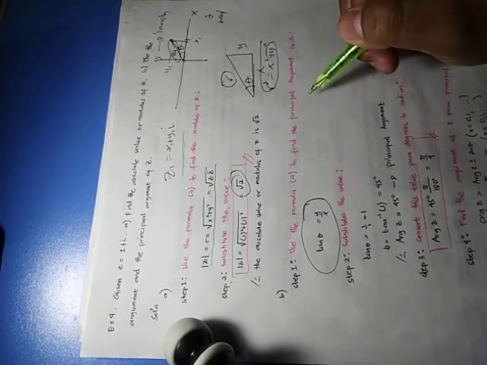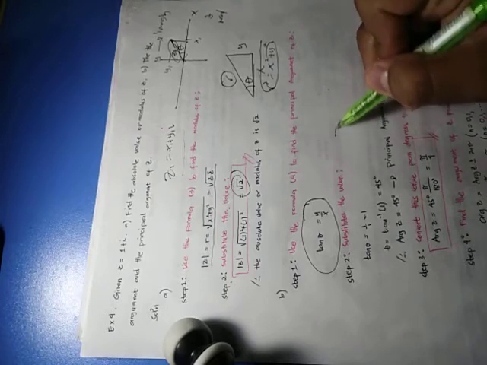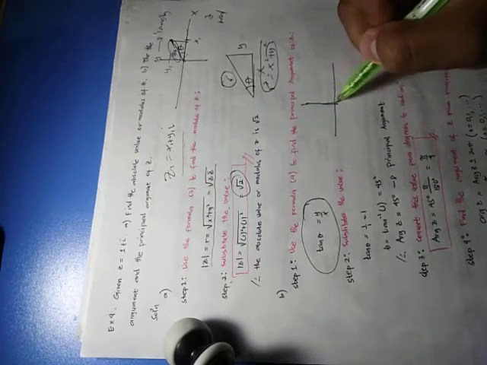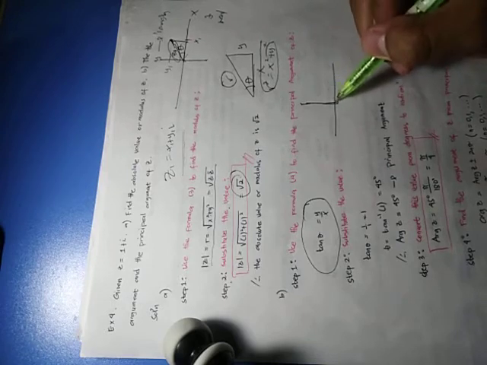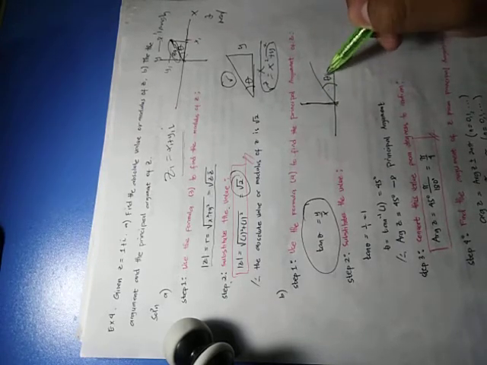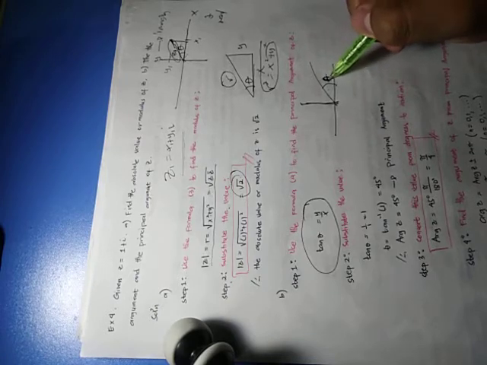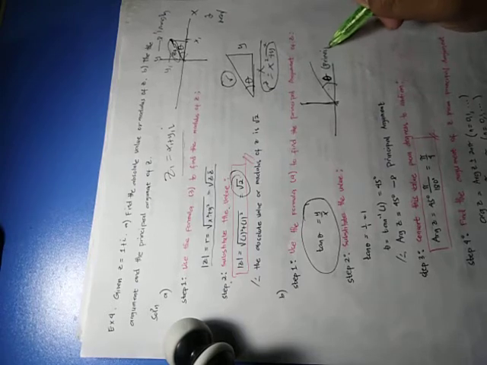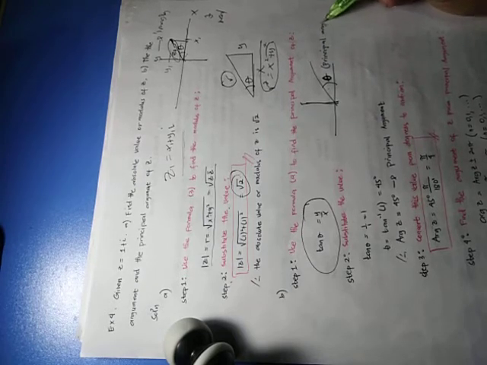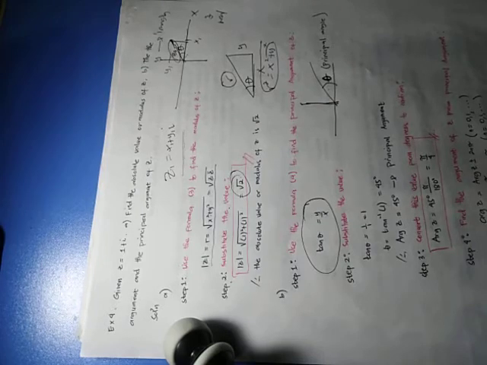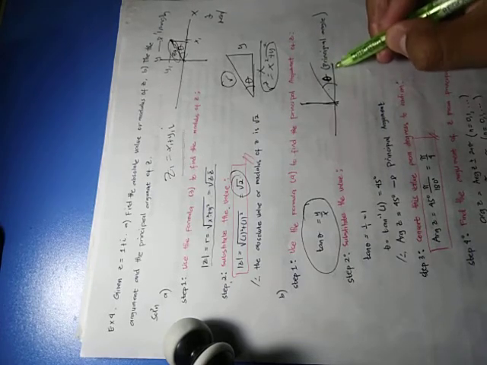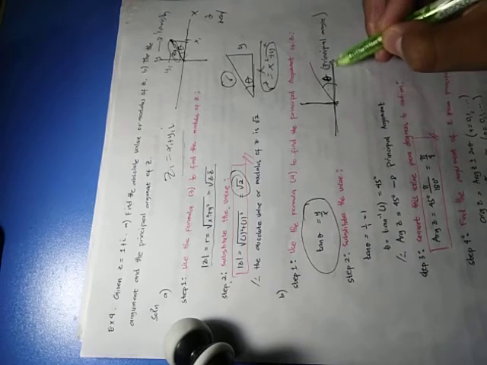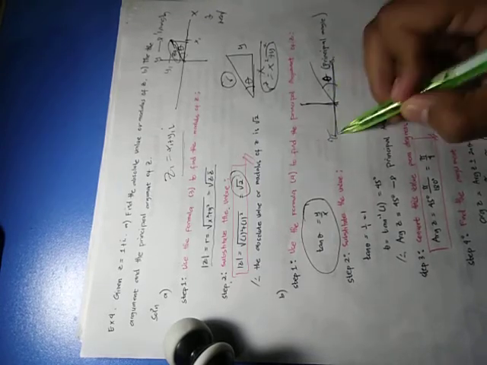Now, what do you mean by principal argument? Ang ibig sabihin ng principal argument is that, for example, meron kang angle, let's say theta. This theta is tinatawag natin siyang principal angle or argument because it is located only between 0 and pi.